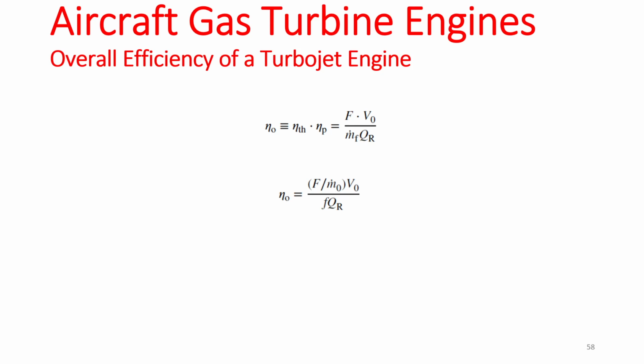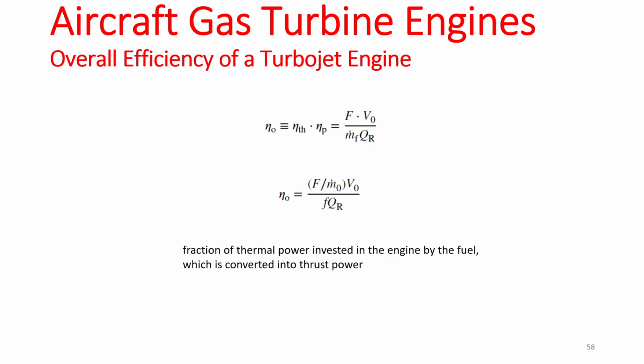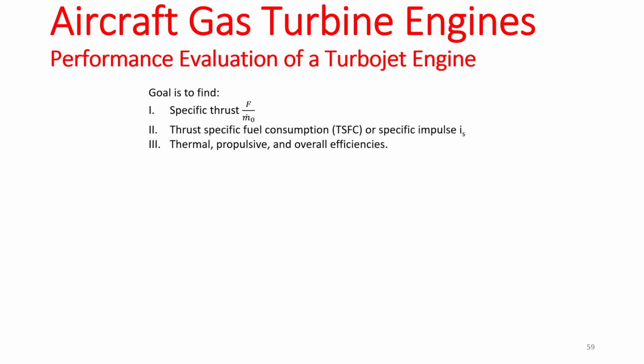And in the denominator, you are going to get f, the fuel to air ratio, which essentially is a fraction of thermal power invested in the engine by the fuel, and it's converted to thrust power. Okay.